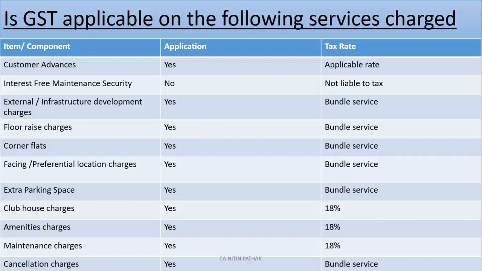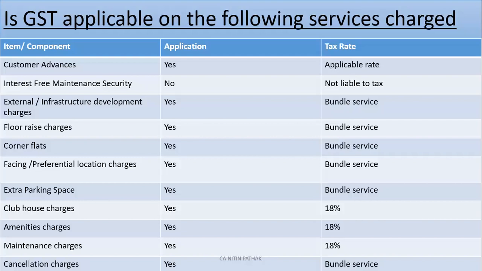External infrastructure, they are charging under different names: external development charges, legal charges, infrastructure charges, floor rise charges, corner flat charges, facing and preferential location charges, parking charges. These all come as a part of bundle service, and would be liable as per 1%, 5%, 12% or whatever the rate is. Clubhouse charges would be charged at 18%. Amenities, when they are giving some extra work, would be chargeable at 18%.